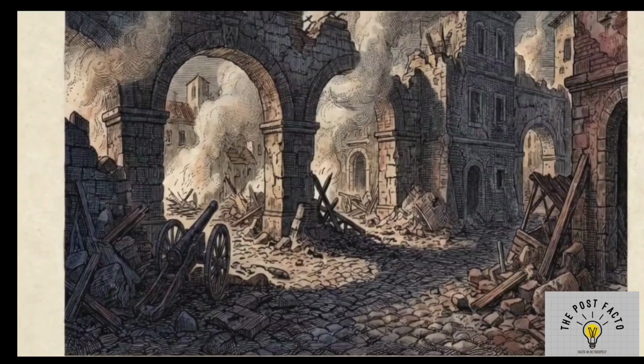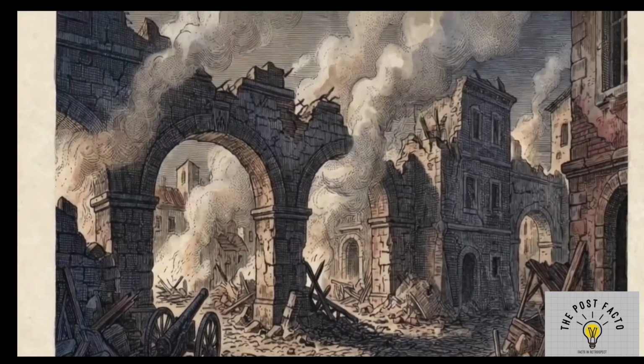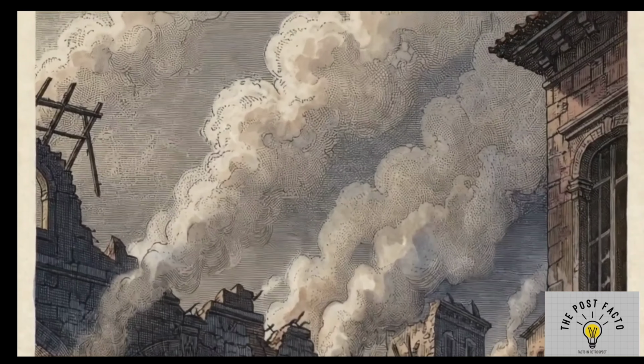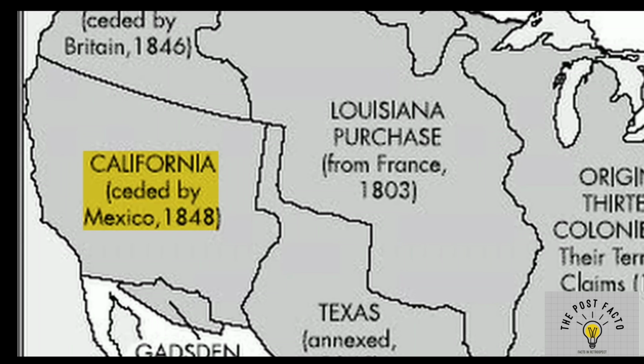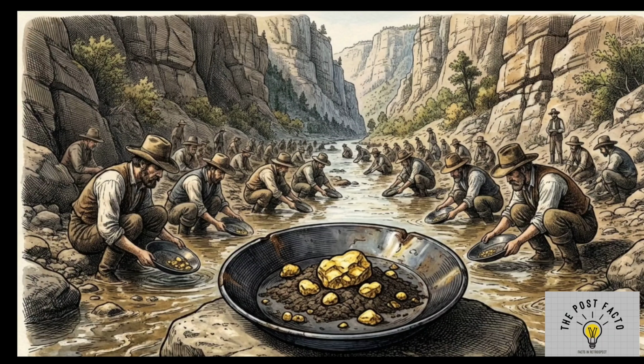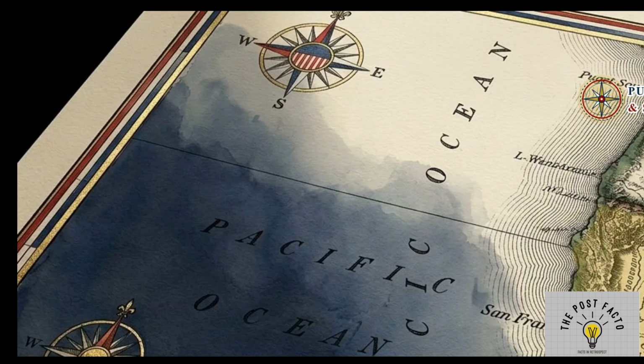After U.S. forces captured Mexico City, the Mexican government capitulated. Under the Treaty of Guadalupe Hidalgo in 1848, Mexico was forced to cede 55% of its pre-war territory to the United States. This massive land transfer, followed by the Gadsden Purchase in 1853, absorbed present-day California, Nevada, Utah, and parts of 4 other states. Within a year, the California gold rush drew hundreds of thousands of settlers to extract the region's mineral wealth, while securing deepwater Pacific ports.